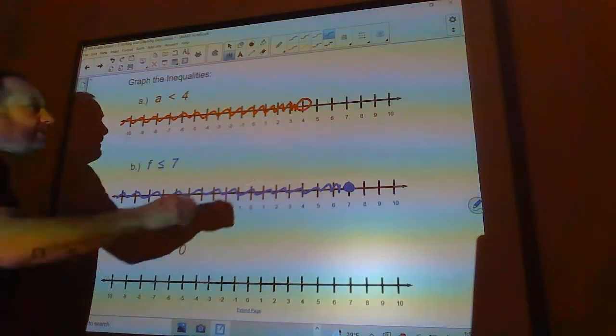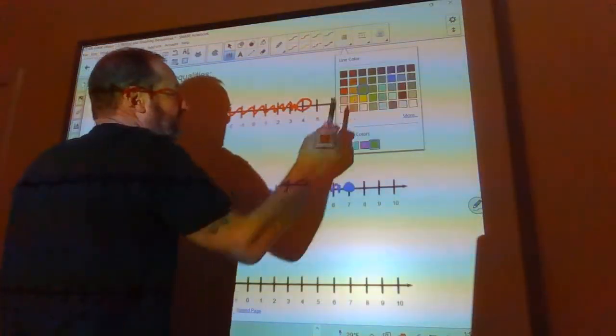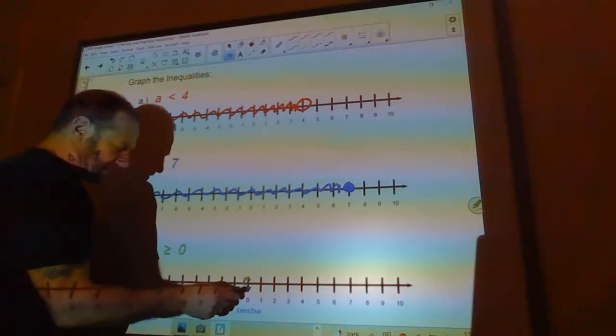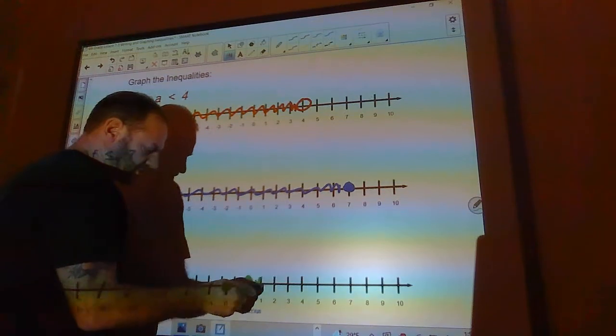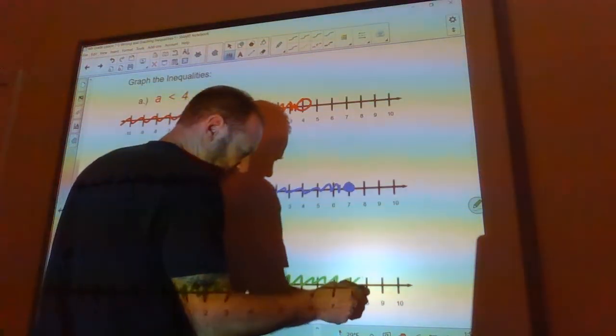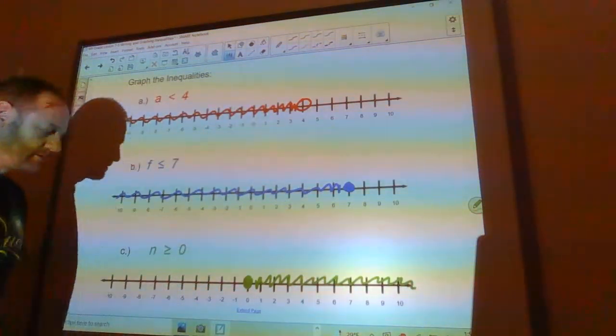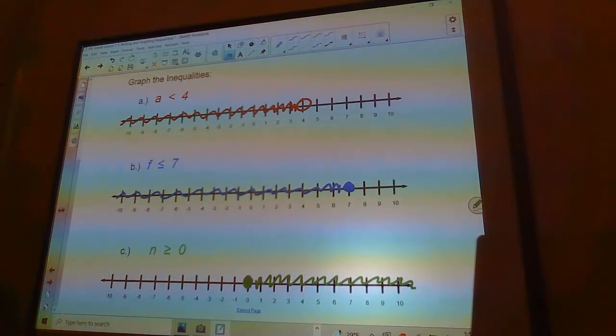n is greater than or equal to 0. So this is going to be a closed dot at 0, and it's greater than, so I'm going to shade to the right. So you should have got those 3 graphs.